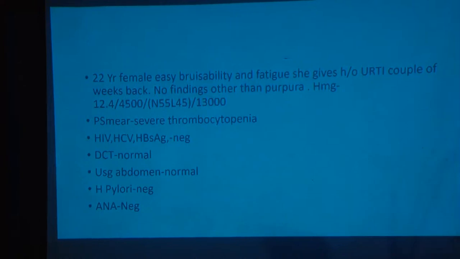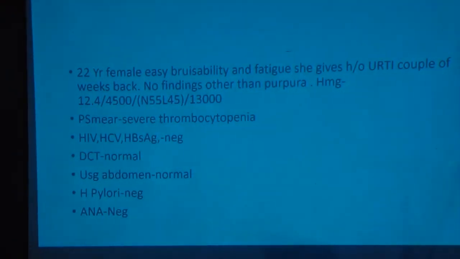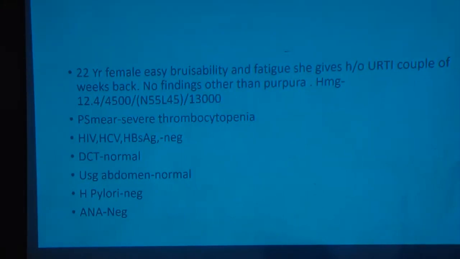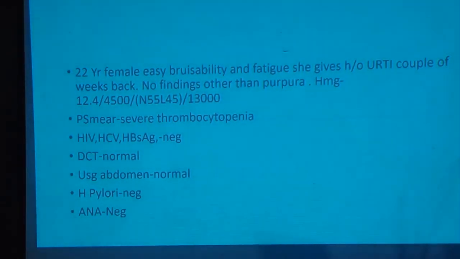Your hemoglobin is 12.4, WBC 4,500 with a relatively normal differential, and the platelet count is 13,000. Clinical examination is absolutely normal except for the cutaneous bleeds, petechiae, and purpuras. The viral markers are normal. DCT is normal. USG abdomen is normal. H. pylori, which we generally do, is normal, and ANA is negative. And what is your diagnosis? Please, what is your diagnosis?